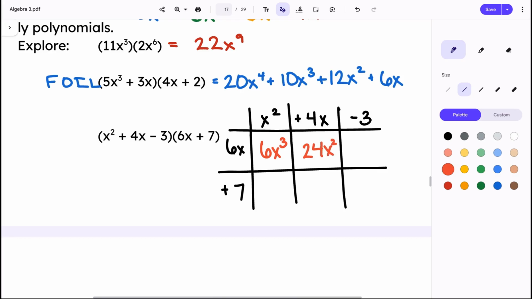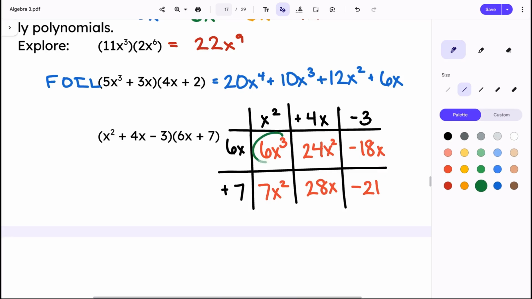And then 6x times negative 3 would be negative 18x. And then I'm going to do the same thing along the bottom. So it should be 7x squared, 28x, and negative 21. And then the last thing that we should be able to do is combine any like terms that we see.